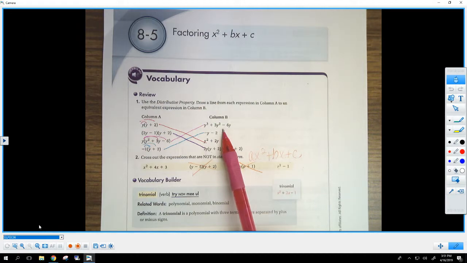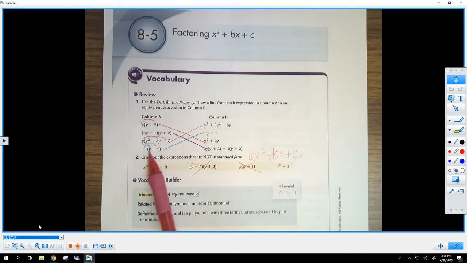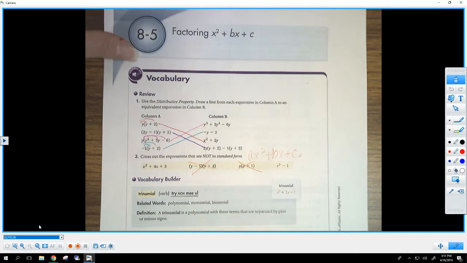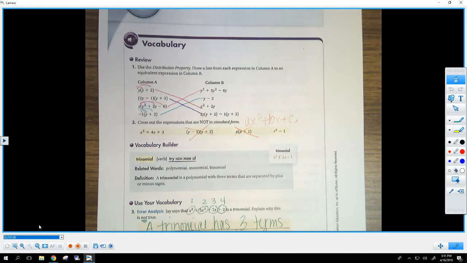And then this is negative 1, y plus 2. And you're going to go right there. Negative 1 times y is going to be a negative y. And then minus 2, because it basically just changed your signs.